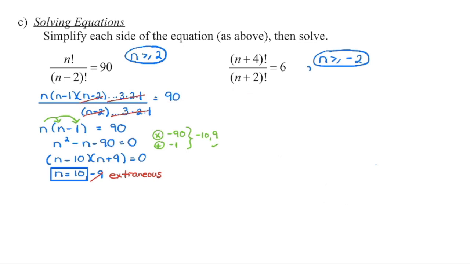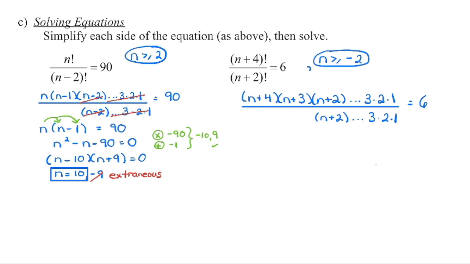And then the first thing we want to do is take this out of factorial notation. So we're going to begin with the factor we see, n plus 4. We're going to write that down, and then we're going to go minus 1, minus 1. That's going to continue till we get to that 3, 2, 1. And then in the denominator, we have n plus 2 factorial. So we're going to line that up. So then again, we're going to go down 1 until we get to that 3, 2, 1.